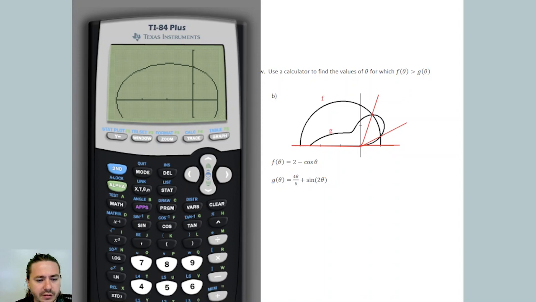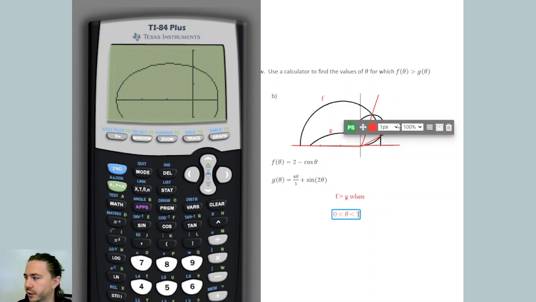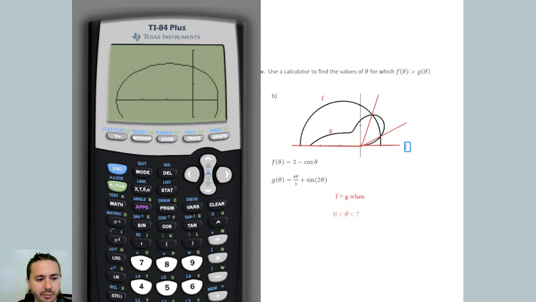I'm just going to copy this and say that F is greater than G when, and I'm going to have two sets of answers here. I'm going to have one that starts at 0. So it'll be from 0 to something, right? That'll be from here to up here. Here's 0. In fact, let me go ahead and label that theta equals 0, just so everything is as clear as possible. So here's where theta is 0.